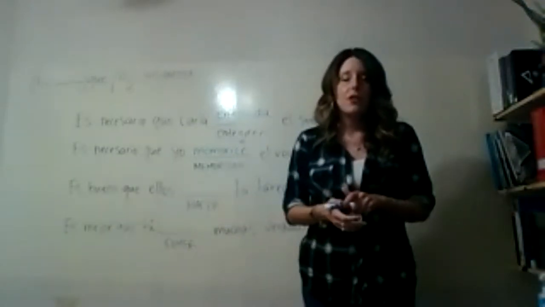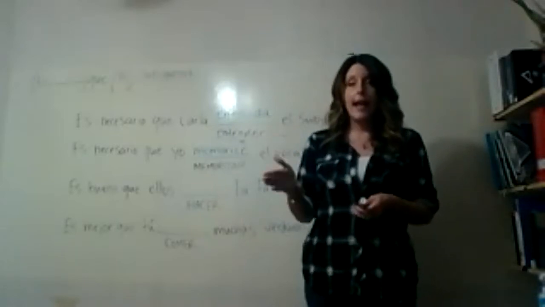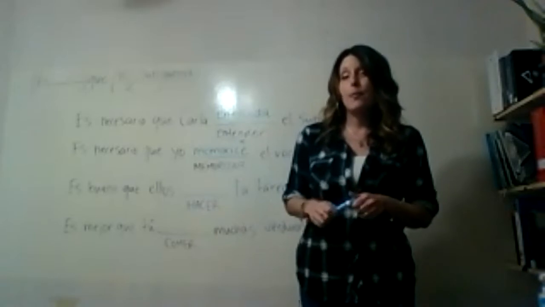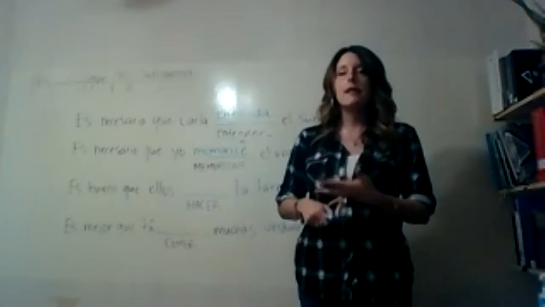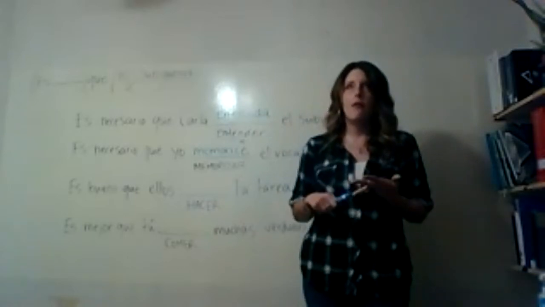If we take it back to the yo box of the present tense, it's hago, H-A-G-O. If we see an unexpected G or an unexpected Z in the yo conjugation of the present tense, what does it mean? It means that we have a spell change verb on our hands.